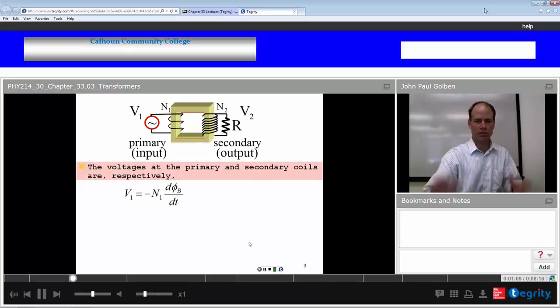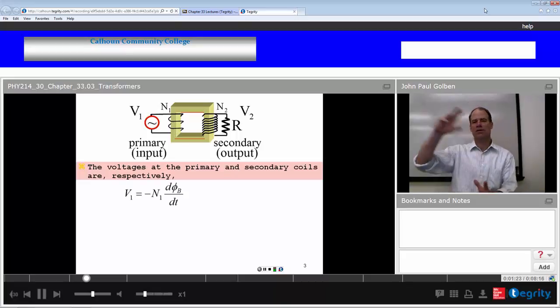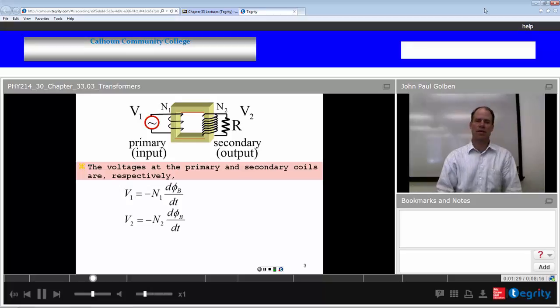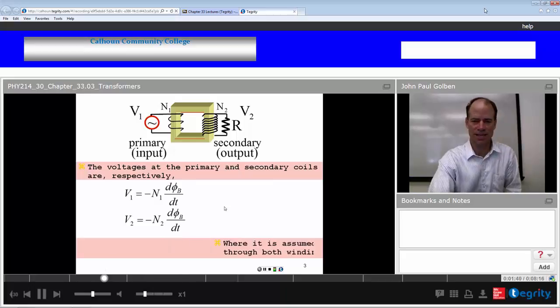Now we note that if we have this configuration, the voltage, according to Faraday's law, is equal to the negative number of turns times the magnetic flux that goes through the turns per time. But if this is a connected core here, then the voltage across the secondary output would be equal to the number of turns there times the change in magnetic flux per time there. In both these cases, the magnetic flux per time is going to be the same.